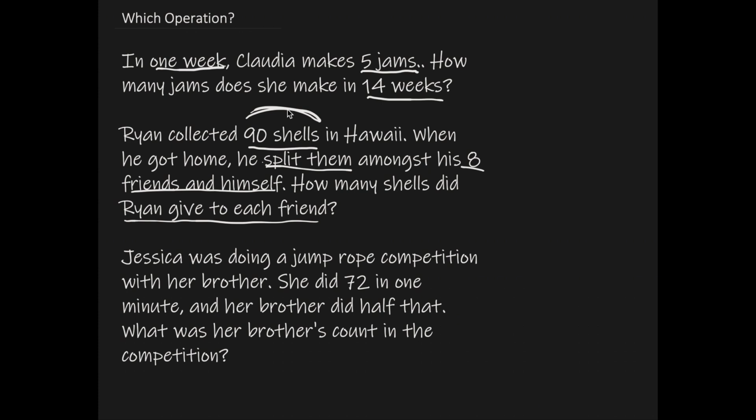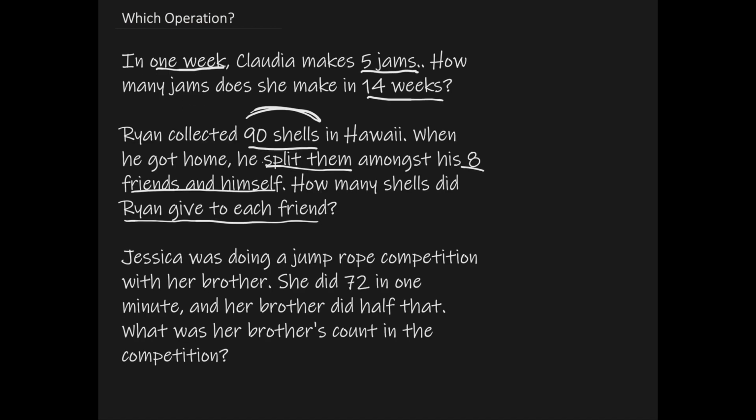Okay? So here's our total. Let's go back here. Now our total is 90. Okay? And amongst his 8 friends and himself. Now, is it 8? Is that the divisor? No. Why? Because it's "and himself." Himself is one more. So 8 plus 1 equals 9. So 9 is our divisor.